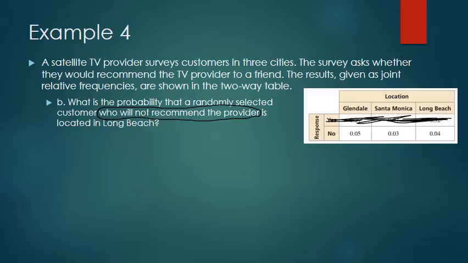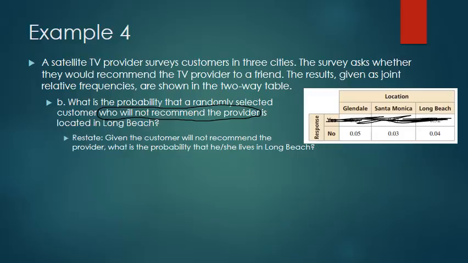So let's restate it. Given the customer will not recommend the provider, what's the probability that this person lives in Long Beach? So I'm going to rewrite that in my probability notation. So P of Long Beach, the probability of a person living in Long Beach, given no. No meaning they don't recommend the provider. So remember this right here, Long Beach given no. This is like the fraction we need to set up. We need to use our table to get that fraction.